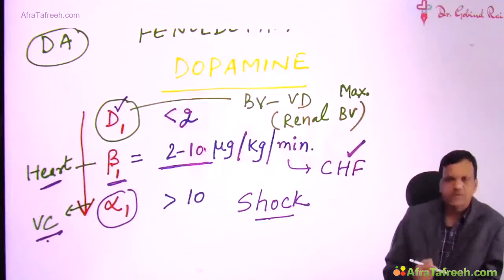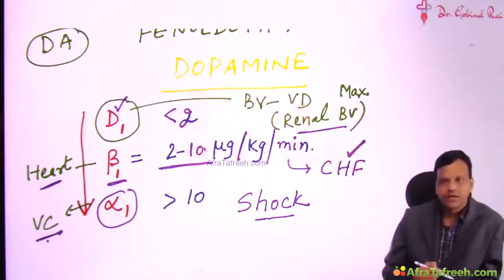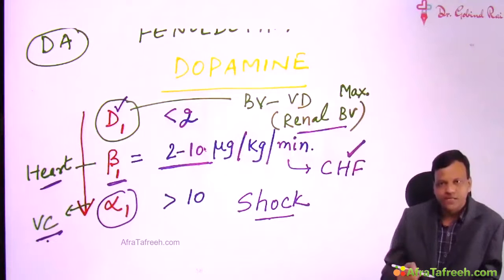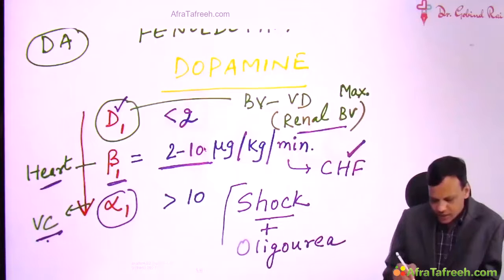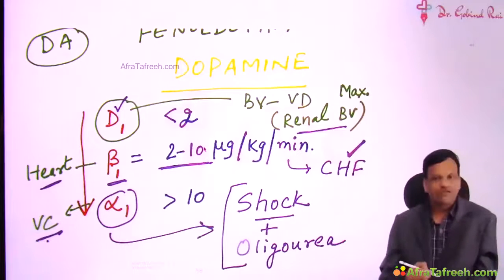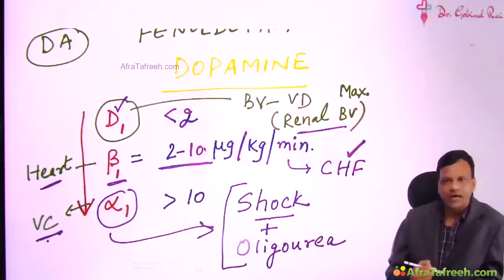That means it will stimulate D1 receptors also, and by stimulating the D1 receptor, it will cause vasodilation in the kidney. When vasodilation occurs in the kidney, GFR increases, and when GFR increases, that will lead to more urine outflow. So dopamine in particular is the drug of choice for a patient having shock with oliguria. It will treat not only shock, but it will also reverse the renal failure. Shock plus oliguria, dopamine is the drug of choice. So that is the important thing to remember about dopamine.